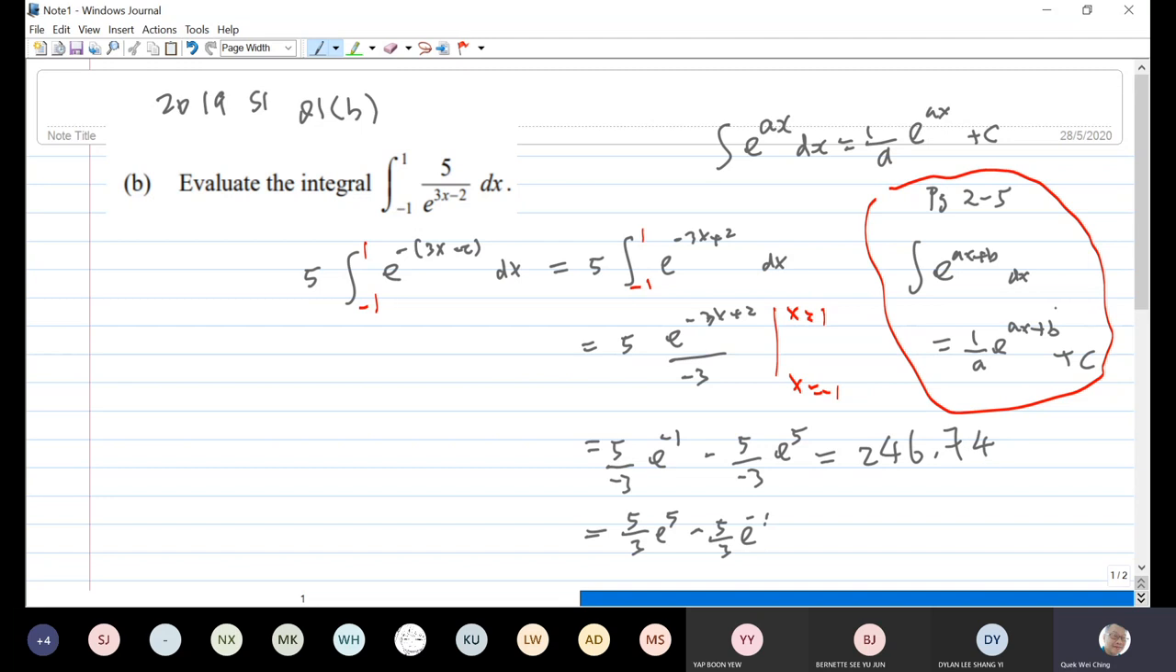Okay, so you want to check the answer and go back to the one. Open up the answer for 2019 S1. The answer is 246.74. Okay, correct. So this is how you do question 1B. Okay, as simple as that. Have your revise. So this is one question. Okay, I will look at another question.